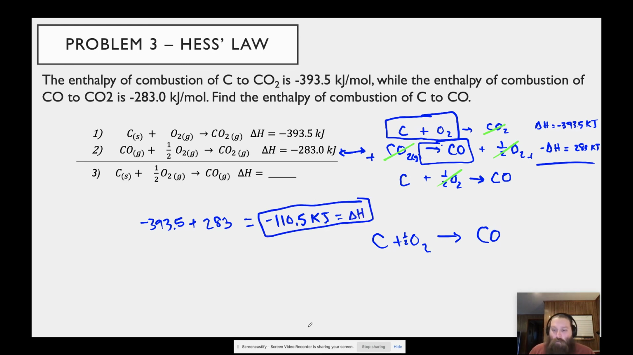Now we can do kind of a logic test here. If I'm combusting something, do I expect that to be endothermic or exothermic? Well, I probably expect it to be exothermic, and I do in fact have a negative sign out front, and so that's a good indication that we're on the right track. But all I did was just flip my second equation in order to give me my final equation. Easy stuff, all right?